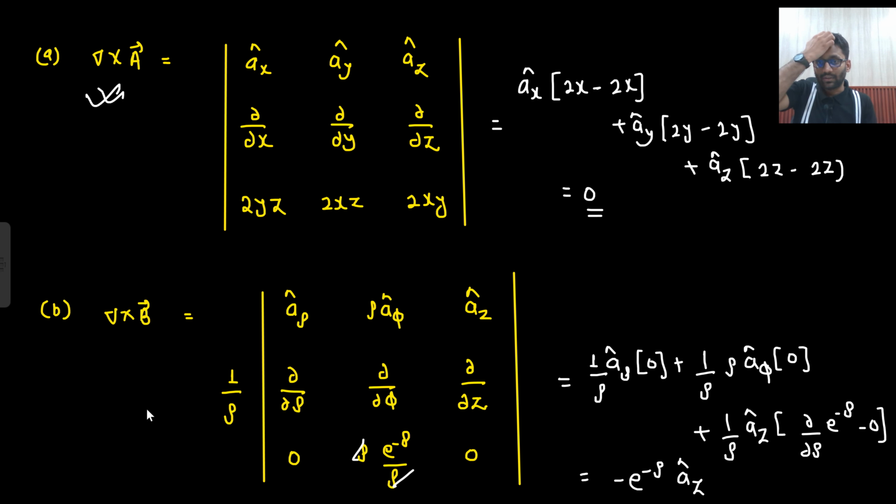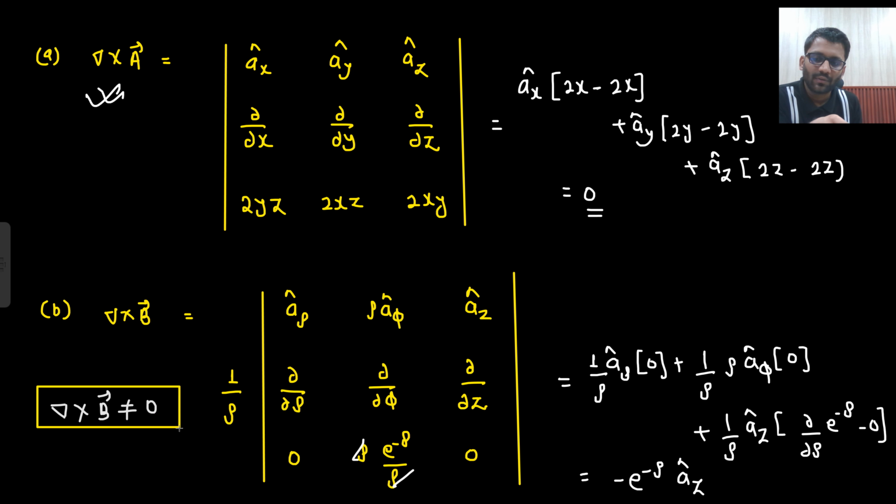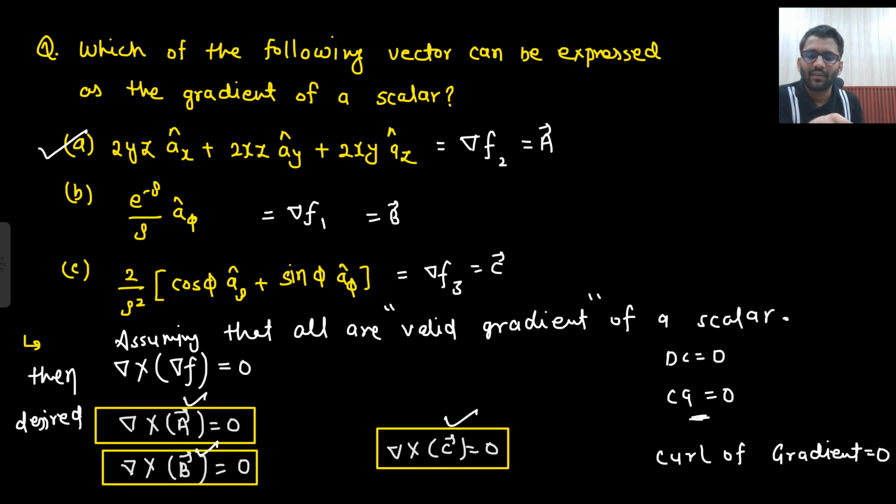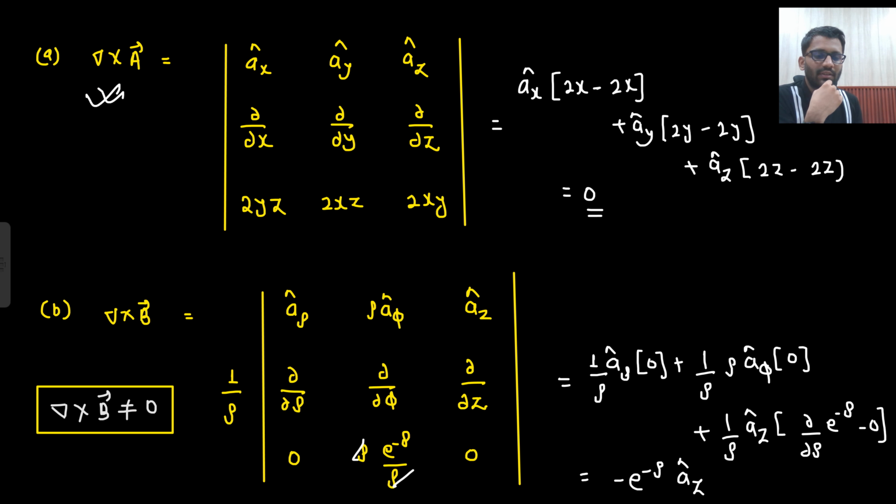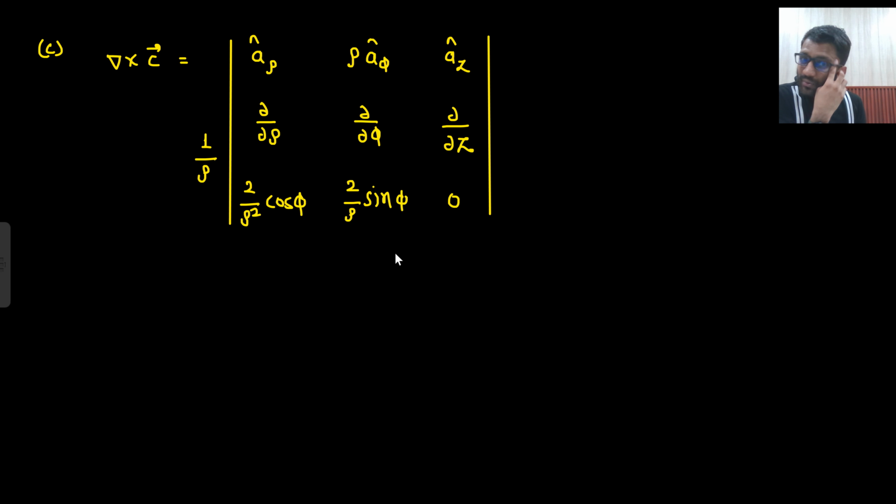Now here it is not coming 0. So del cross B is not equal to 0. So this is not a valid gradient of a scalar. This is a valid vector field, a vector field could be anything, but this cannot be generated from any gradient of a scalar. What about this? Solve it on your own.